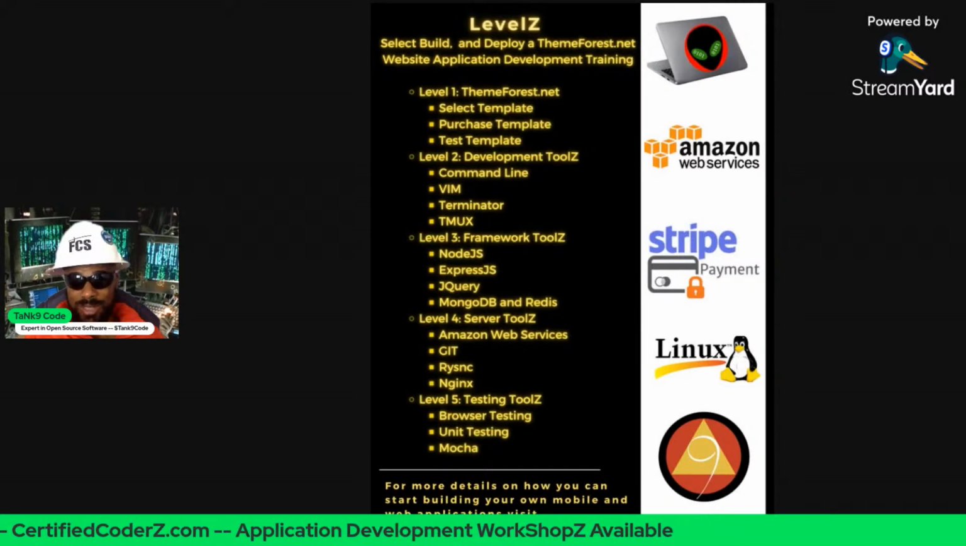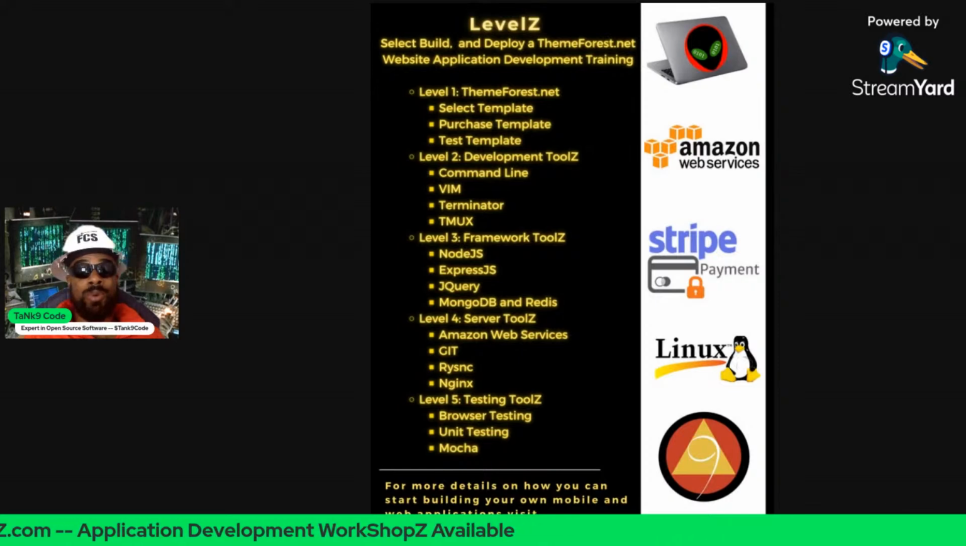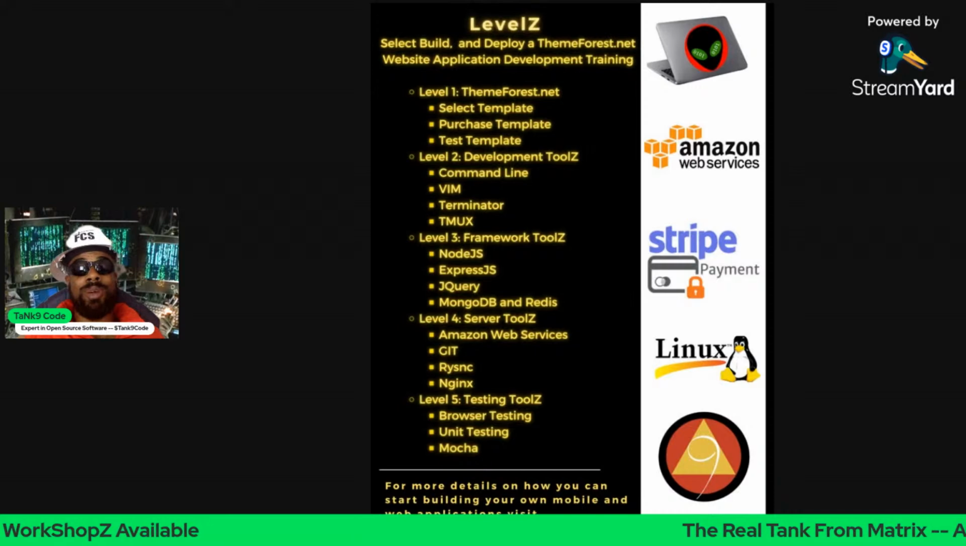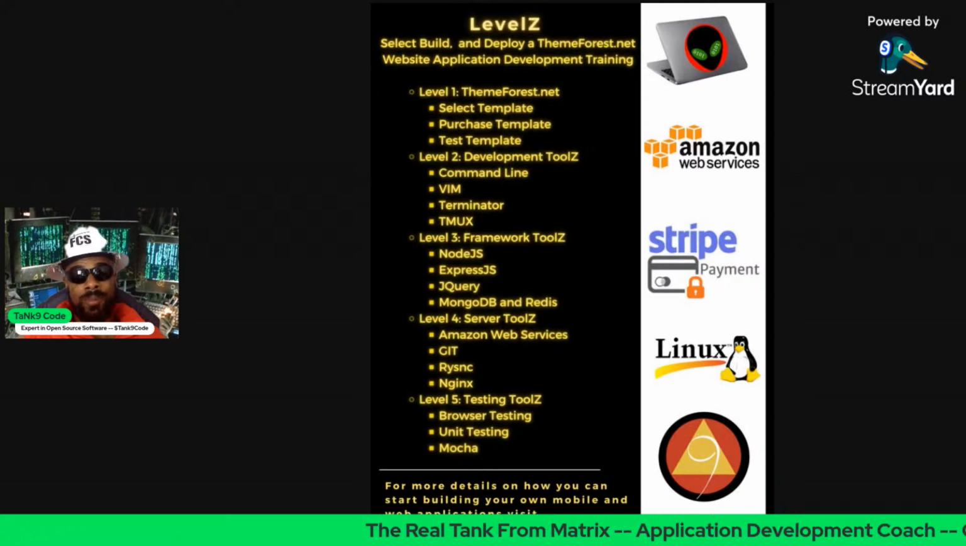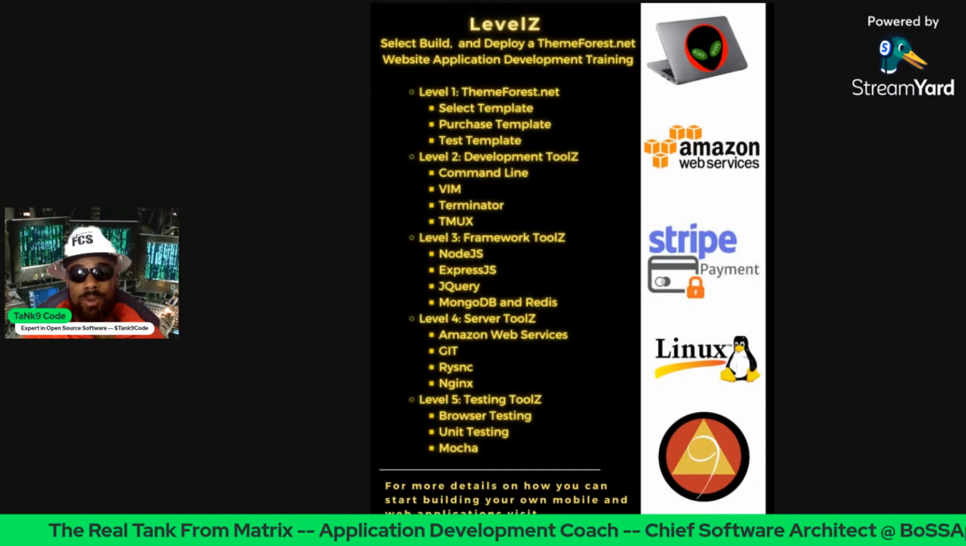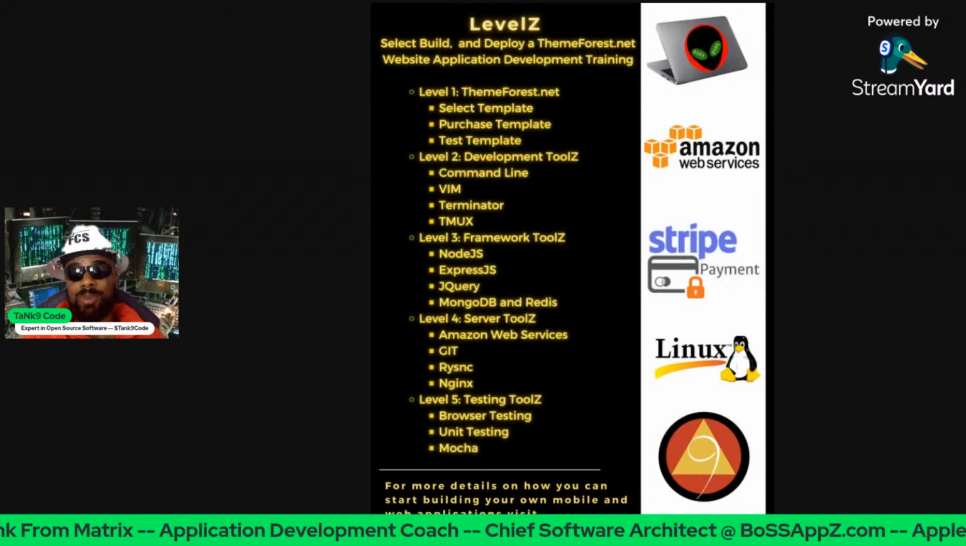We're going to go into level 4. We're going to use server tools. We're going to get into Amazon Web Services. Yes, Amazon Web Services. We're going to be showing you ways of deploying your application using Amazon Web Services. This is where you can get your Amazon Web Services skills.